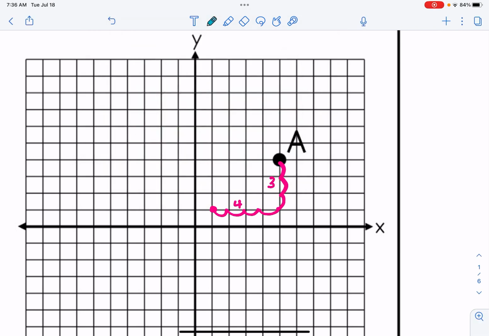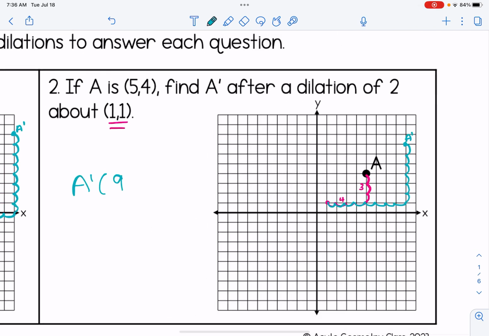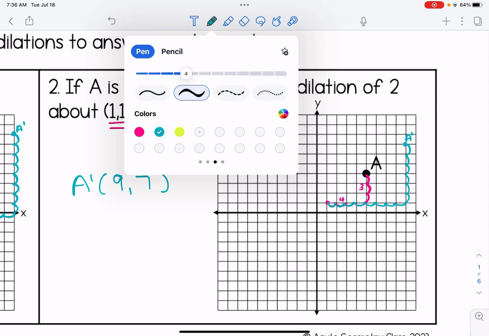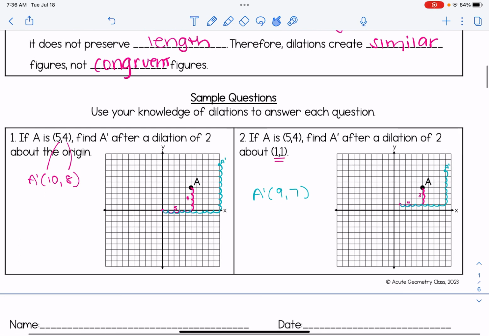We are going to double each of those values since the scale factor is 2. So 1, 2, 3, 4, 5, 6, 7, 8. And we're going to double the change in y values to 6. So 1, 2, 3, 4, 5, 6. And here's our coordinate of A prime. It looks like our coordinate of A prime in this case is going to be 9, 7. Just to recap those two questions, if it's centered at the origin, you can take a shortcut and just multiply. If it's not centered at the origin, we're going to have to count boxes.